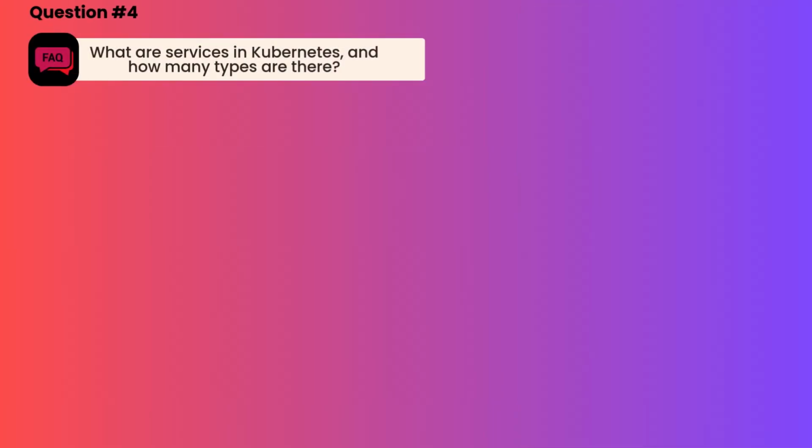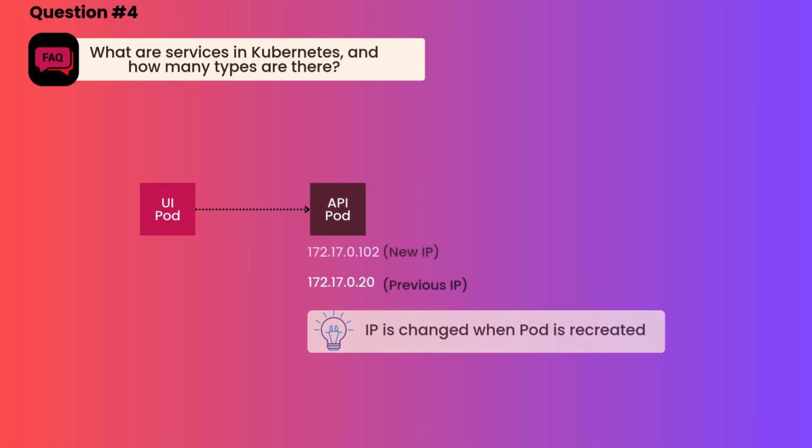Let's take two pods, one is a UI pod and the other is an API pod. Let's say the UI pod is communicating with the API pod on its IP address. There is a problem. If the API pod is recreated, let's say it is running on a node that we are taking off for the sake of maintenance, what happens? The pods running on this node are evicted and rescheduled on a different node.